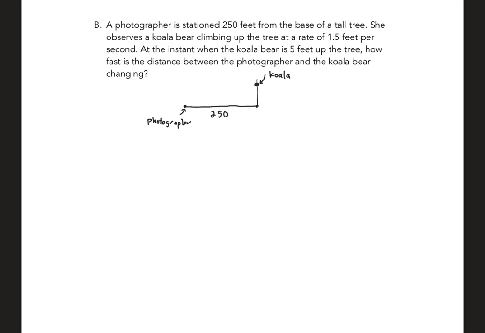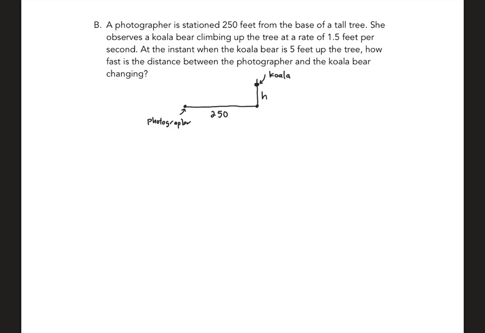Think about it: if this koala is climbing this tree, that means the distance between the koala and the ground is changing, so we'll label that with a variable. I'll label that with an H. Any quantity that's changing, you label it with a variable. We didn't label this with a variable because it's not changing. It's just a fixed value of 250. So you can label that with its fixed value.